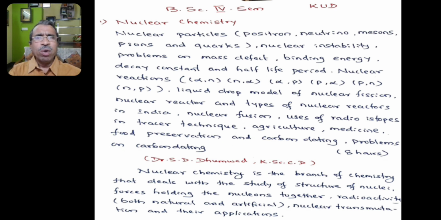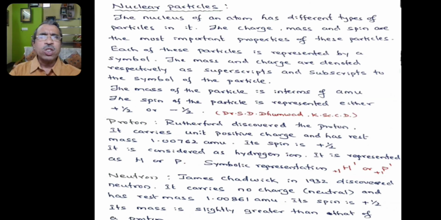Now let us know what nuclear chemistry is. Nuclear chemistry is the branch of chemistry that deals with the study of the structure of the nucleus, nuclear forces holding the nucleons together, radioactivity, both natural and artificial, nuclear transmutation and their applications. Let us study today about the nuclear particles.